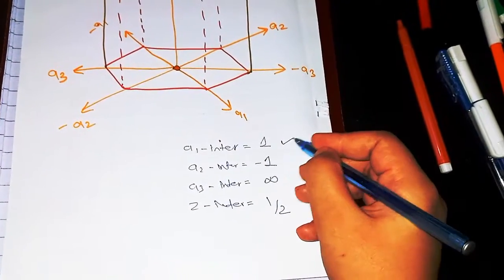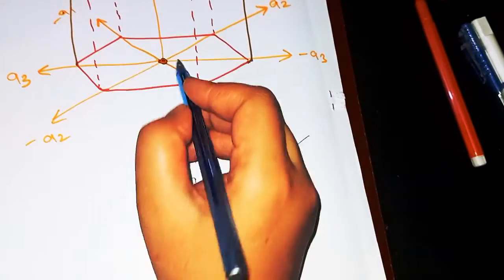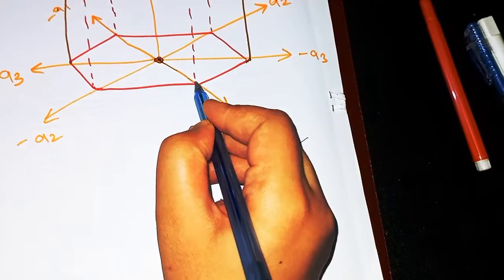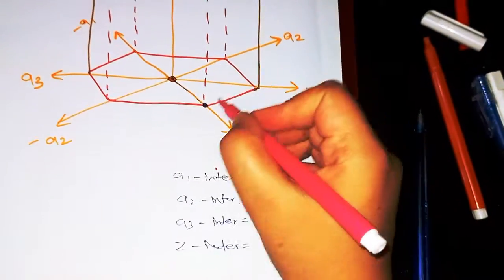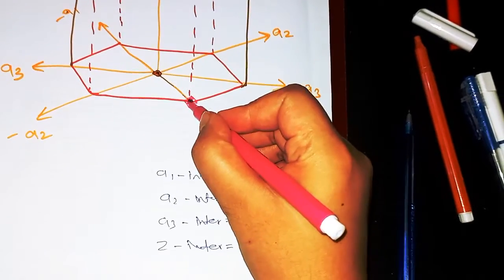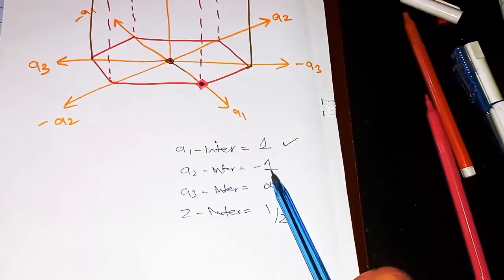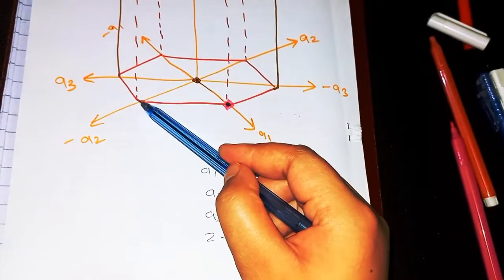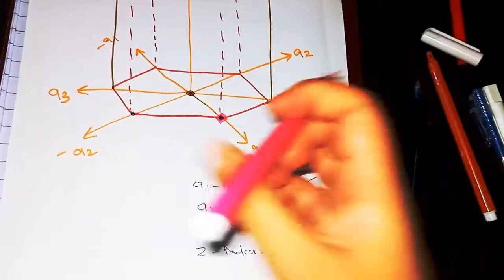So the A1 intercept is 1, which means starting from origin, this is the positive A1 direction since it's positive. So starting from origin to the other corner of the unit cell along the positive A1 direction, which is this point. So this is a point on the plane. Now the A2 intercept is -1. So starting from origin in the negative A2 direction to the other corner of the unit cell is this point. So this is a point on the plane.